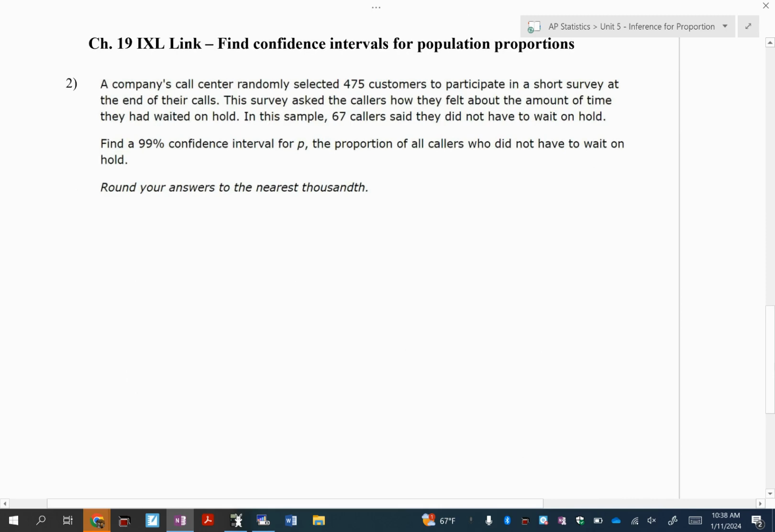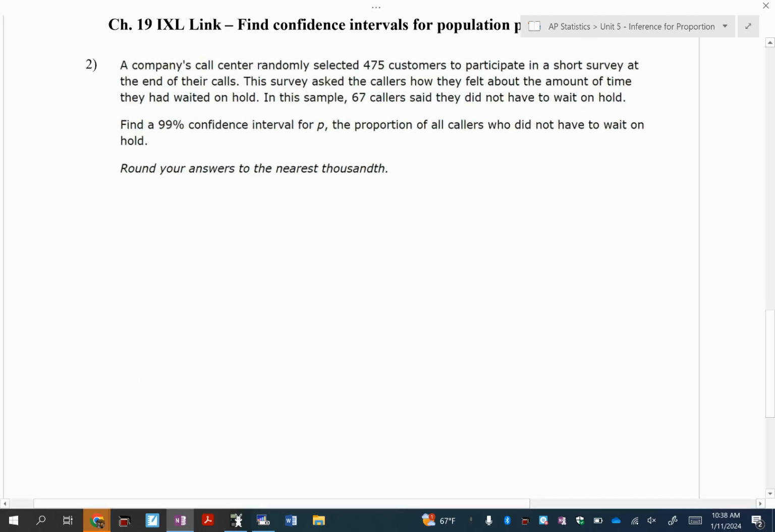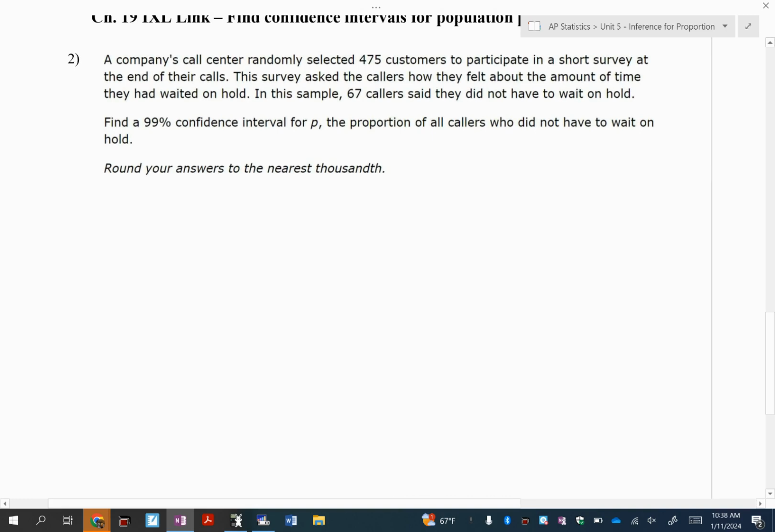All right, so this one's going to have a little bit of an extra twist. Again, you don't actually have to do this on the IXL link, but I do want to show you because Abbasi said he's not going to memorize those z-stars. So what is our sample size for how many people they randomly selected?